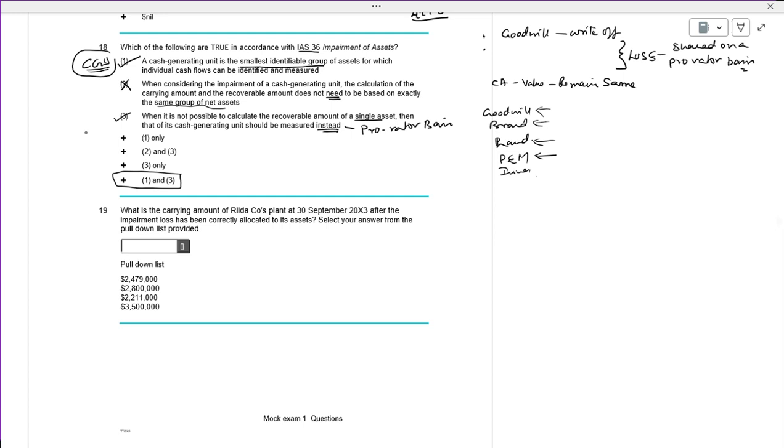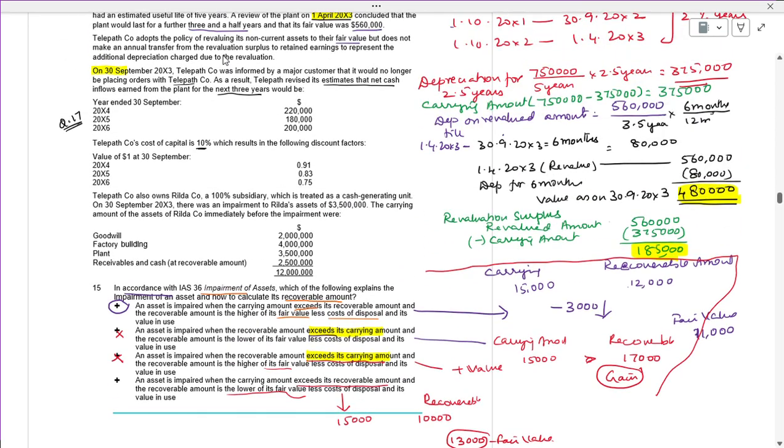Okay? What is the carrying amount of the plant on 30th September after the impairment loss correctly allocated to assets? Select your answer. They have mentioned in the question: goodwill is 2 million, factory building is 4 million, plant is 3.5 and receivables is 2.5. Now, how much is the impairment loss?